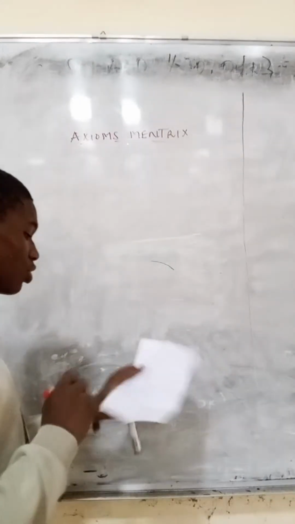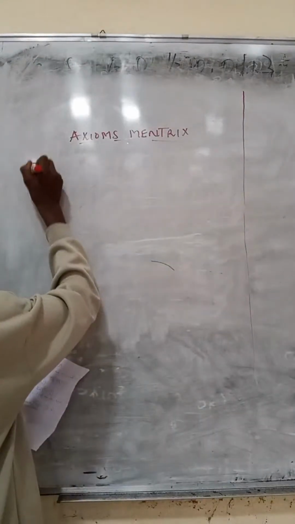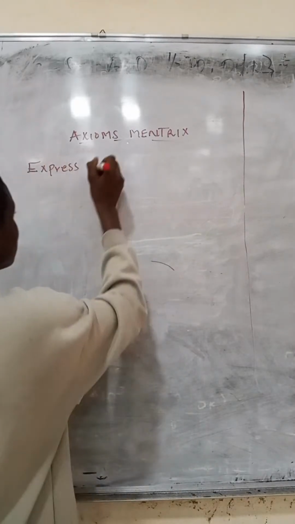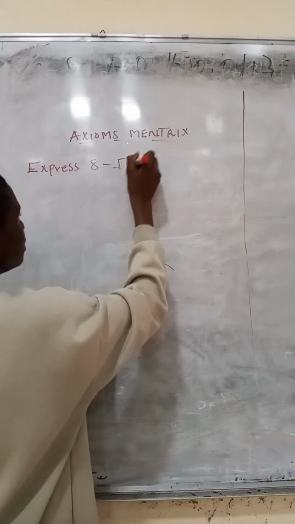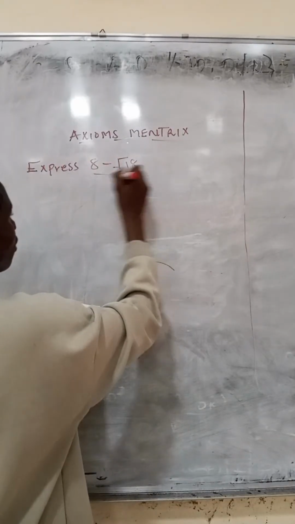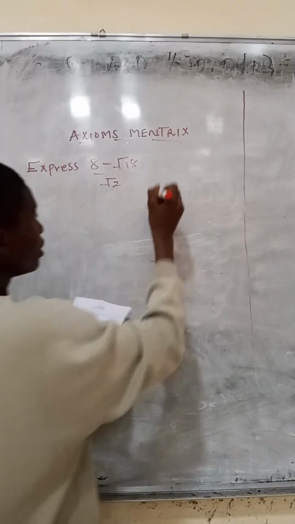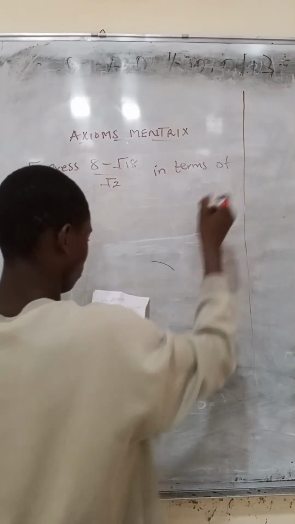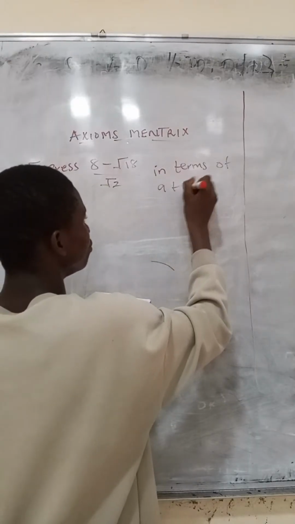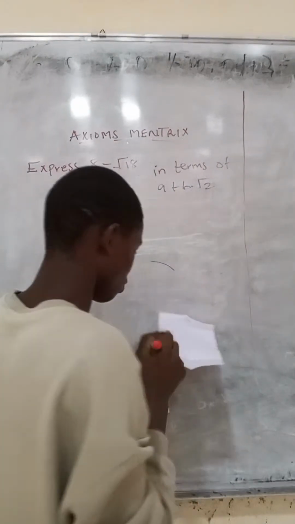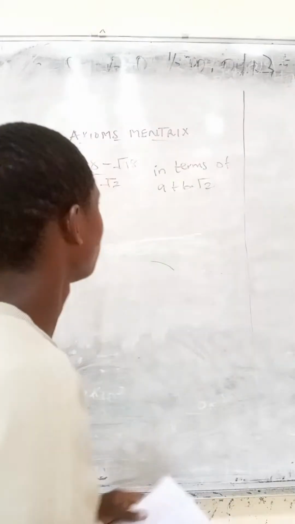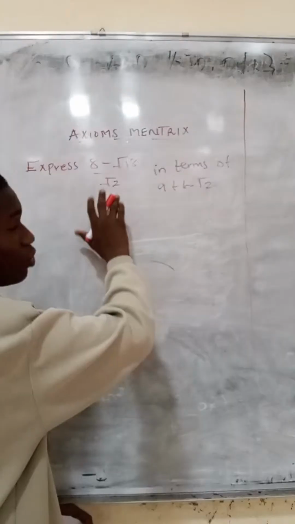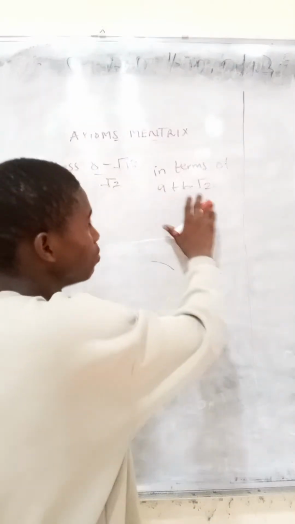So now, the second question says, express 8 minus root of 18 over root of 2 in terms of a plus b root of 2. So that's my second question. So the question says express 8 minus root of 18 all over root of 2 in terms of a plus b root of 2.